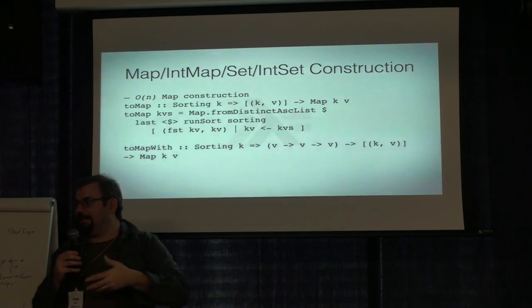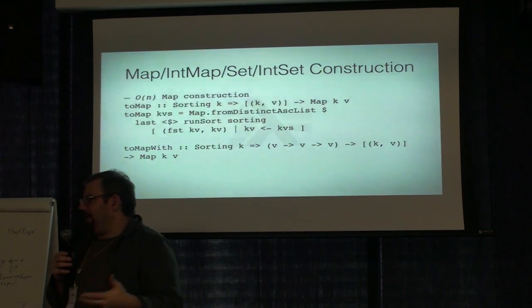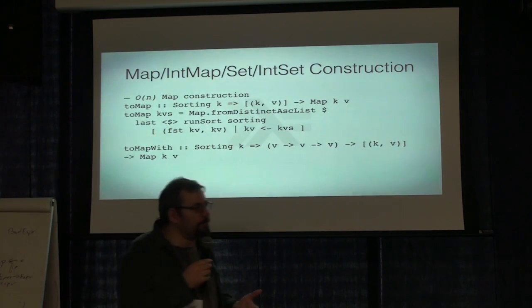So if you have any data lying around that you need to build maps out of, which sometimes happens in Haskell, this is a nice way to go about building your map, because we get rid of a log n factor. Yes?